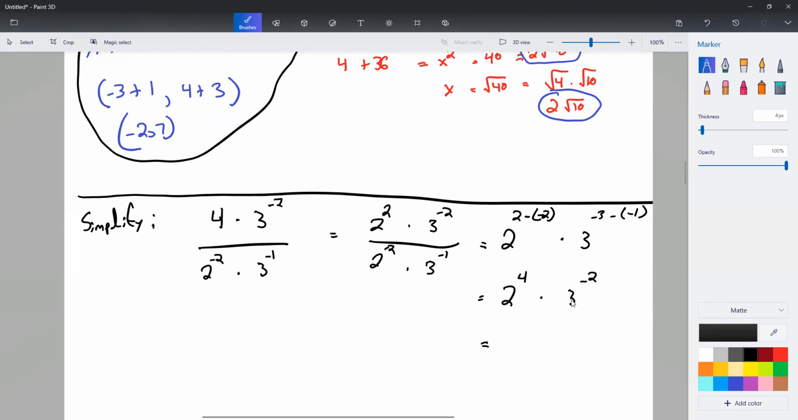In terms of actually calculating this, 2 to the 4th is going to be 16. I told you when you have a negative exponent, it goes in the bottom of the fraction. So it's going to be 3 squared in the bottom here, and that's going to be 16 over 9.